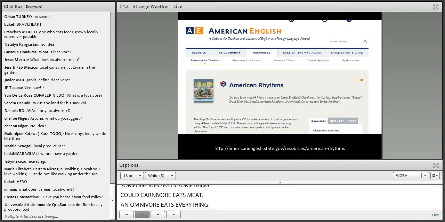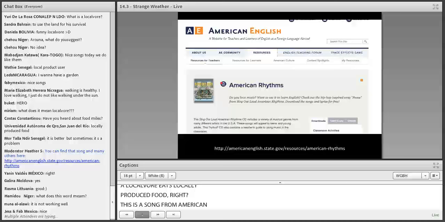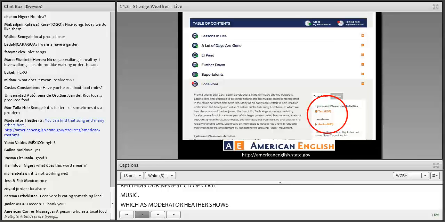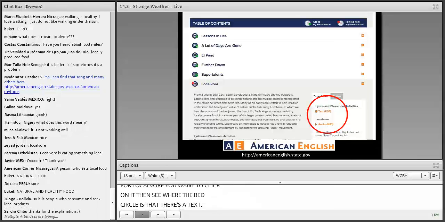This is a song from American Rhythms, our newest CD of cool music, which, as moderator Heather shows us, you can find at americanenglish.state.gov. There are lots of songs there for local vore. You want to click on local vore, and then you'll see where the red circle is that there's a text, and this has tons of classroom activities for you to use the song in the classroom. And then the audio, which you can download for free.